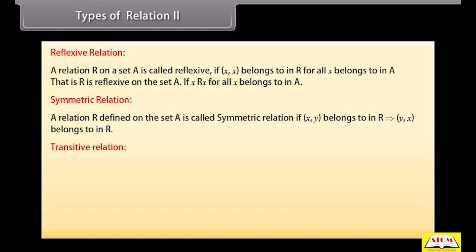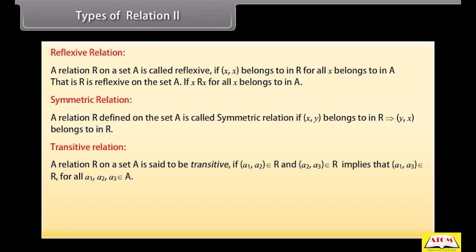Transitive relation. A relation R on a set A is said to be transitive if (a1, a2) belongs to R and (a2, a3) belongs to R implies that (a1, a3) belongs to R for all a1, a2, a3 belongs to A.